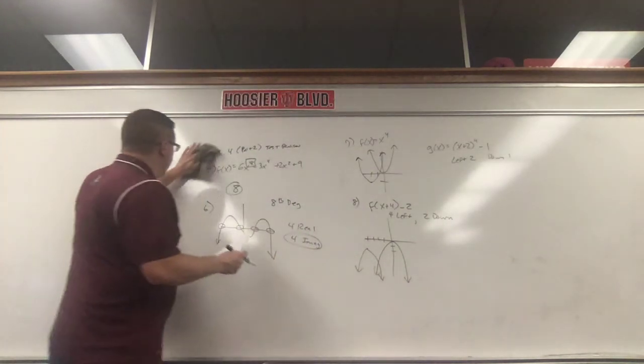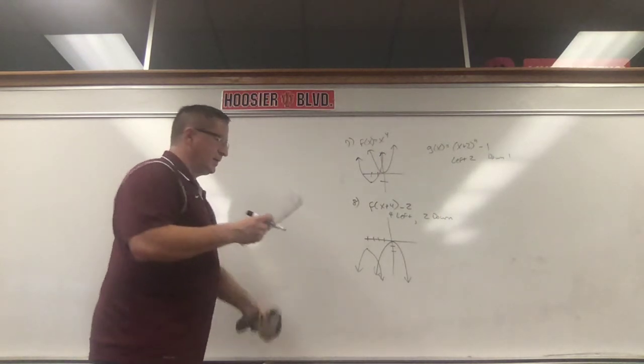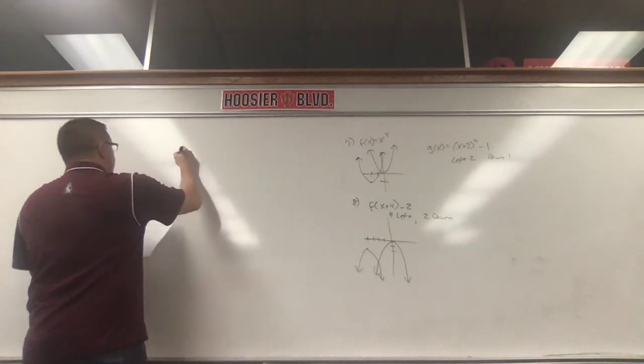Okay, 4 more to go. All right. Rough graphs. Okay, so number 9.